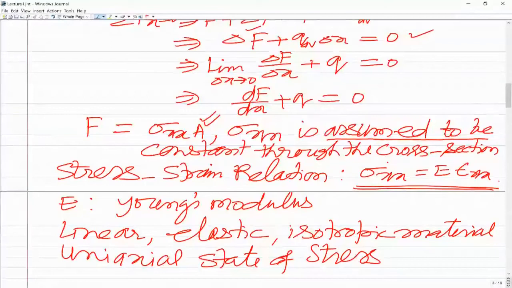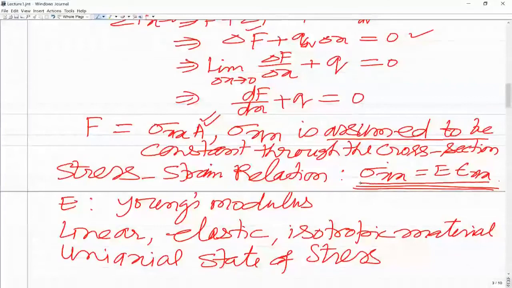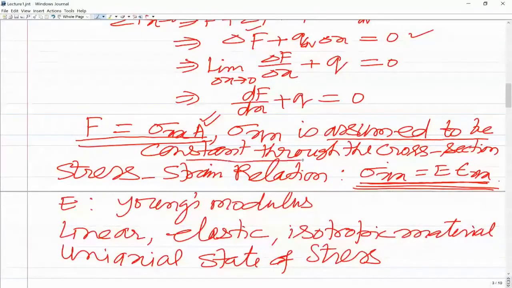So the material is linear. That's why sigma xx is constant in the cross sectional problem. No, it is not because the material is linear. The material is linear elastic, and that is why we are able to write sigma xx is equal to E into epsilon xx. That assumption comes in when writing this particular relationship. But when I have written the relationship F is equal to sigma xx into A, that is because we are assuming that sigma xx is constant through the cross section.